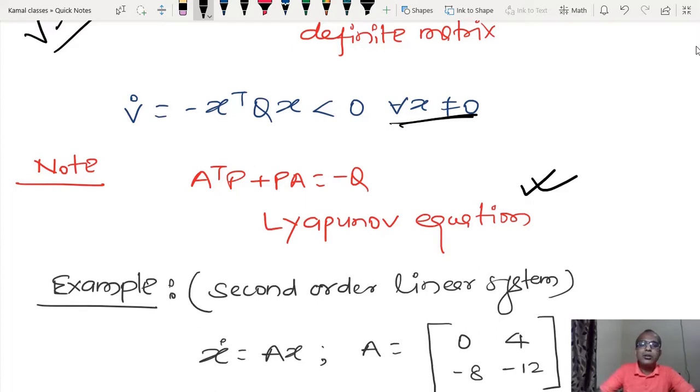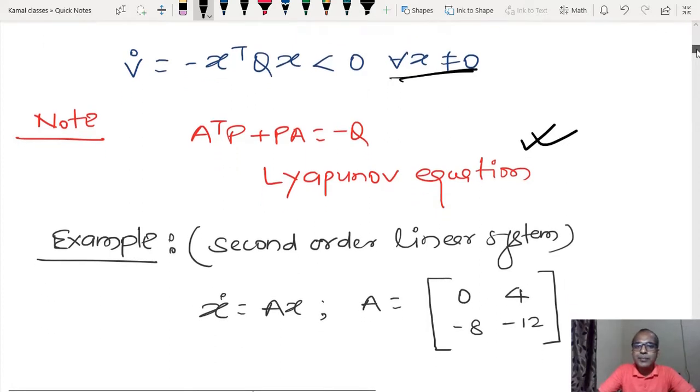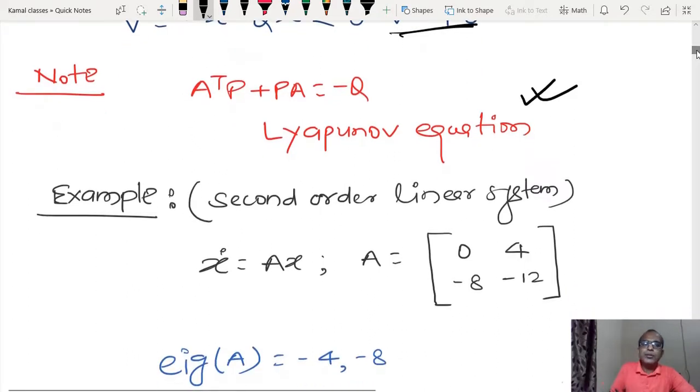Now I am going to check one very important thing: suppose A is Hurwitz. I am going to construct the Lyapunov function only for a stable system, because for an unstable system there is no meaning of the Lyapunov function, and due to that reason we are assuming in advance that A is Hurwitz.